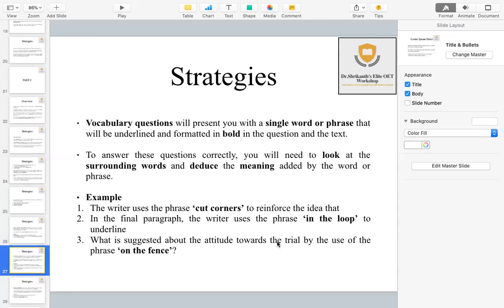All right. So you can do that, and that will help you to find the correct answer. So in the final paragraph, the writer is using this specific phrase, "in the loop", to underline something. So again, this phrase is trying to emphasize one specific detail. So what is that specific emphasis all about? That's what you have to figure out. So ask yourself, all right, what is this phrase actually emphasizing?